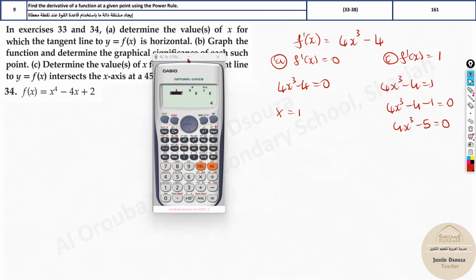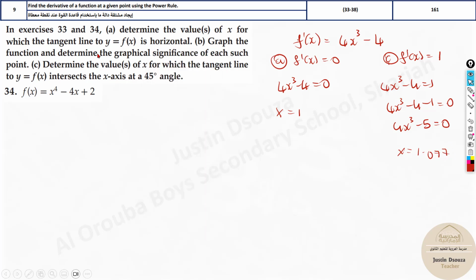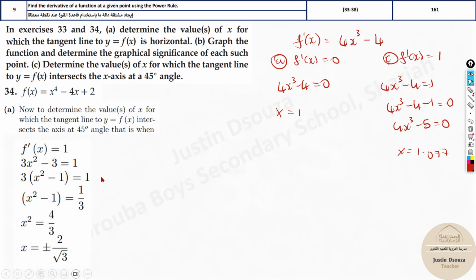Now, what about the next one, the 45 degree thing? Same, 4, sorry, 0, 0, but this changes to minus 5. So the answer is 1.07, and then we got imaginary numbers, okay? These are imaginary. So the answer is 1.07 over here. So x equals 1.077. Now we will just check the answer. The B value is to graph it.